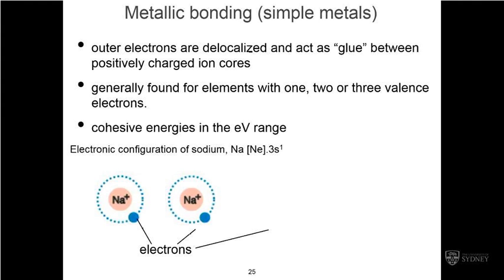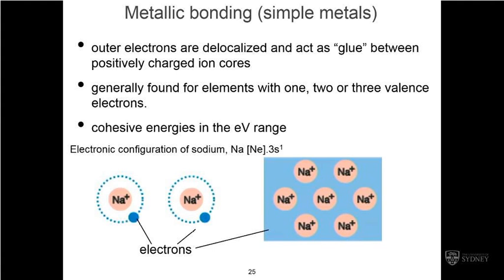So it's just got one electron here, and this electron can wander off and become delocalized in the so-called electron sea, if you like. So when you look at a very simple picture of bulk sodium, you might see sodium ions and then this free electron sea around them. The cohesive energies are in the eV range, but they are not as high as the transition metal cohesive energies.